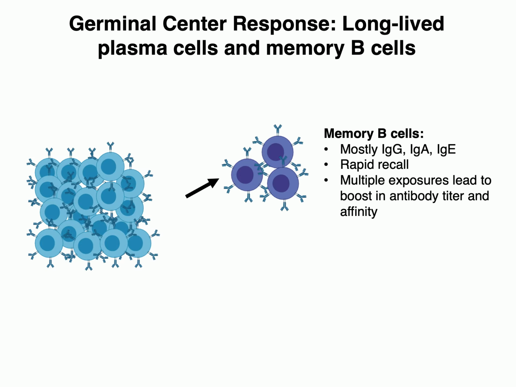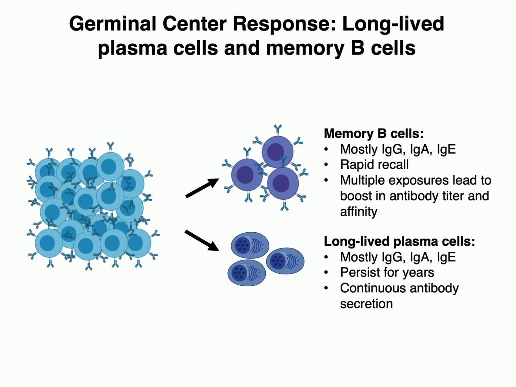Within the germinal center, some activated B cells will go on to differentiate into long-lived memory B cells. These are B cells that are capable of rapidly responding to the antigen if they ever see it again, such that multiple exposures to an antigen over time can boost both the amount of antibody, or antibody titer, as well as the antibody affinity for its antigen.